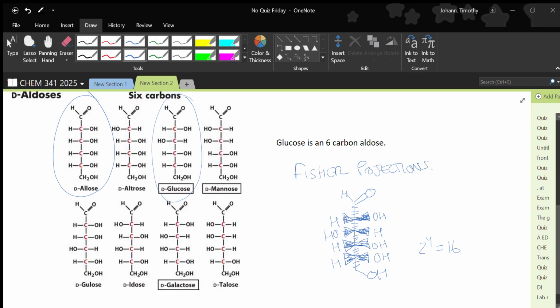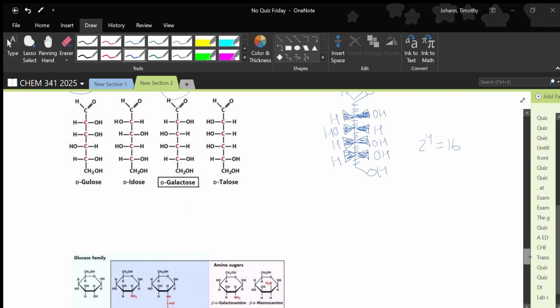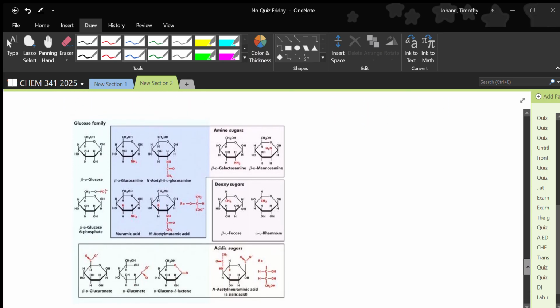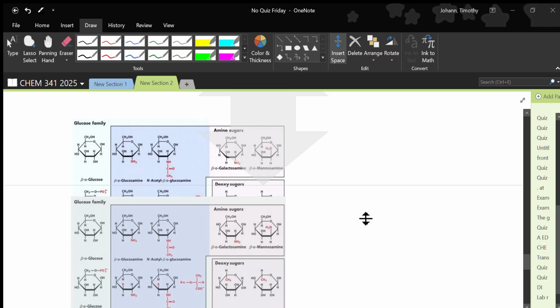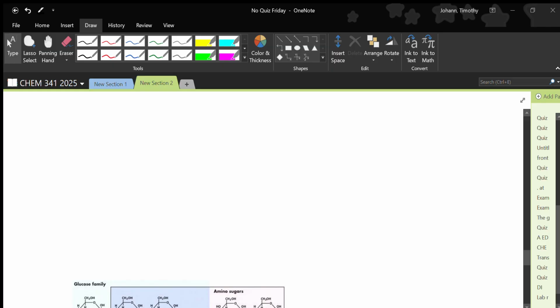Questions? All right. So you guys need to know allose and glucose. And glucose can also have, it can be in this linear shape, and it can also go to a cyclic shape. So let's talk about that.